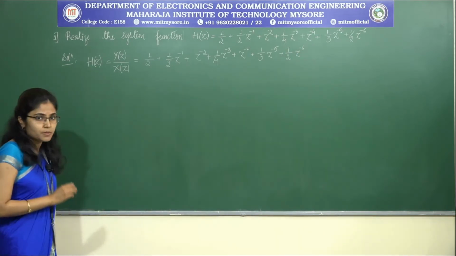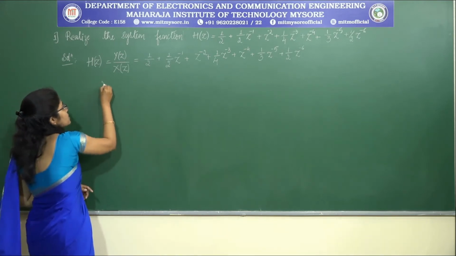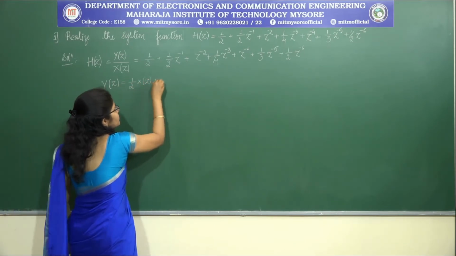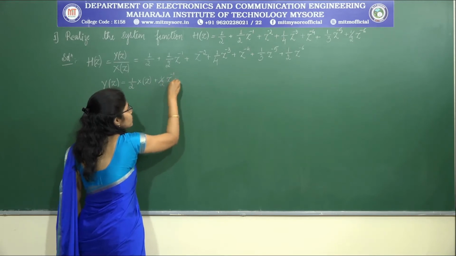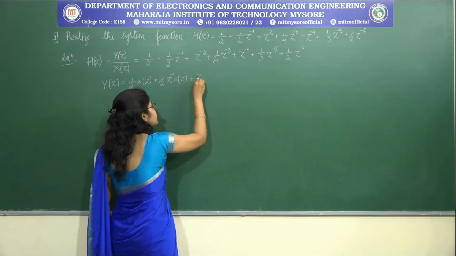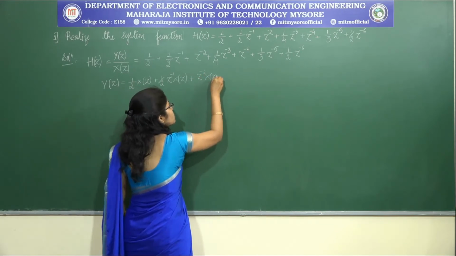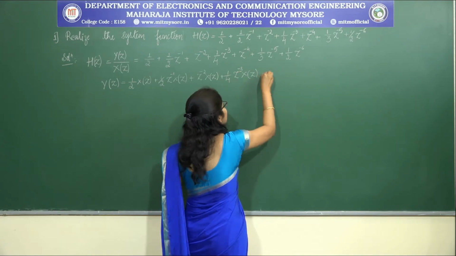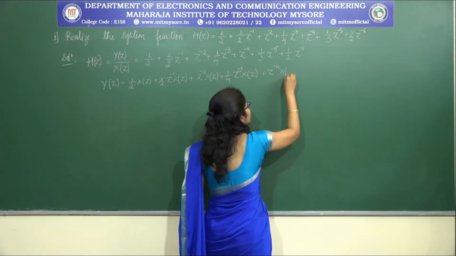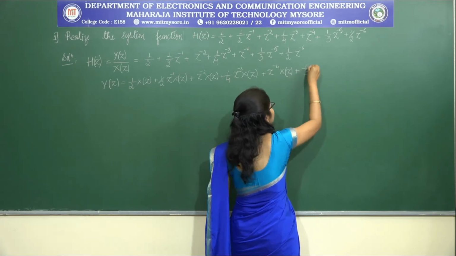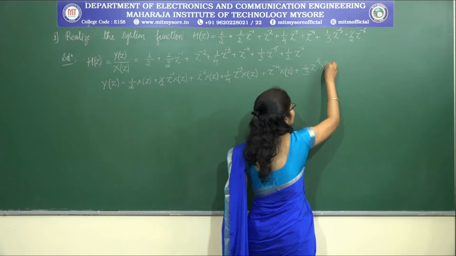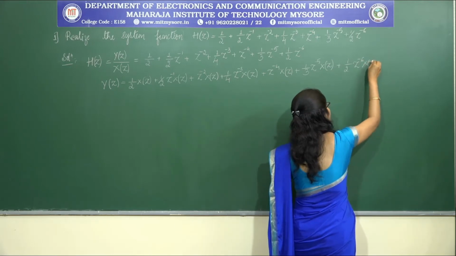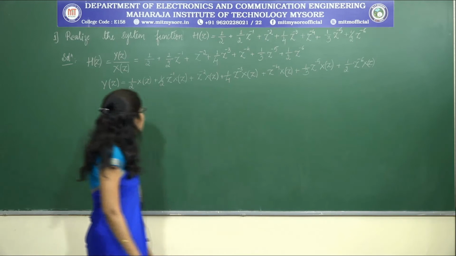Now I want the expression for Y(z). So let us cross multiply X(z). So Y(z) will be equal to 1/2 X(z) + 1/2 z^-1 X(z) + z^-2 X(z) + 1/4 z^-3 X(z) + z^-4 X(z) + 1/3 z^-5 X(z) + 1/2 z^-6 X(z). Now we got the expression for Y(z).